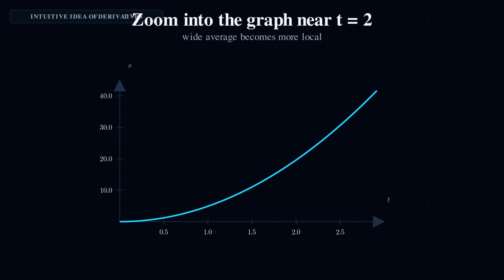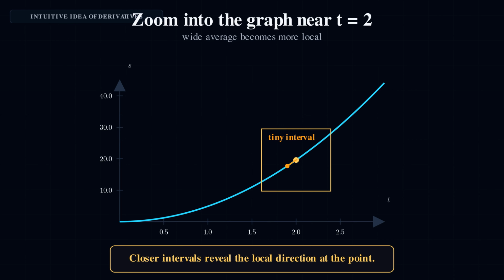Think of it like zooming into the graph near t = 2. From far away, we see a whole interval. When we zoom closer, the interval becomes smaller. When we zoom very close, the curve near the point looks almost like a straight line. The slope we are approaching is the tangent slope.